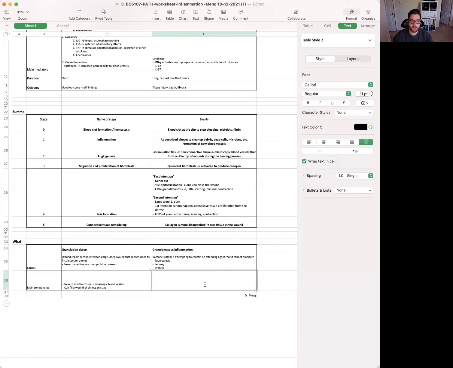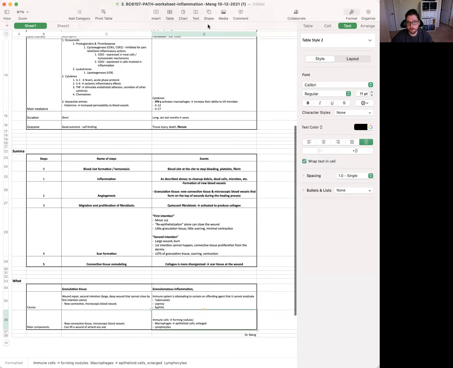And the main components are going to be immune cells, and they're forming nodules. So it's a collection of immune cells walled off. And how we're going to be walling these off is macrophages are going to form these epithelioid cells, which are basically just large macrophages that appear to look like epithelial cells. So they're called epithelioid cells, but they're really enlarged macrophages, and they're really characteristic of these granulomas. And you also find lymphocytes in there as well. We talked about these being dependent on lymphocytes above.